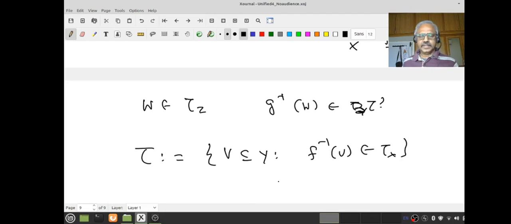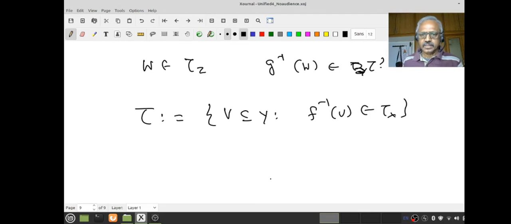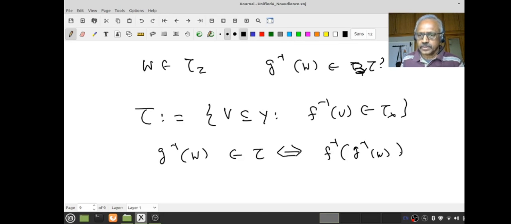Do you remember that? That's how we construct this, in the last lecture we did. Are you following? Therefore, to show G inverse of W is in tau, what should I ask? This happens if and only if F inverse of G inverse of W is in tau X.